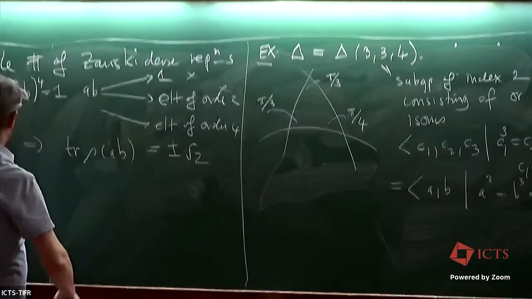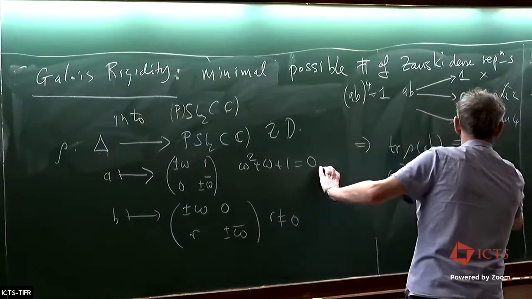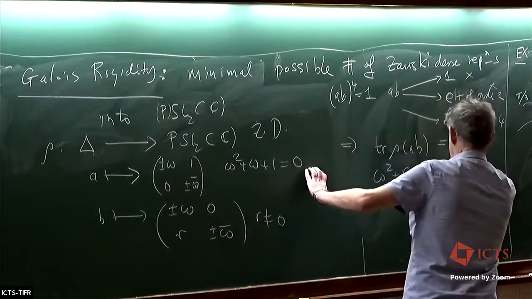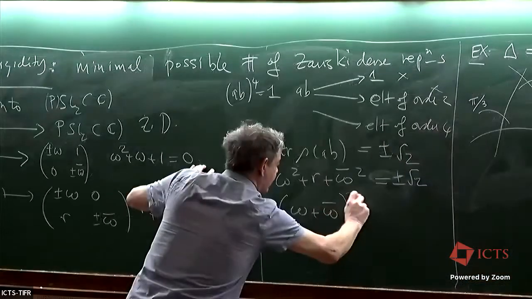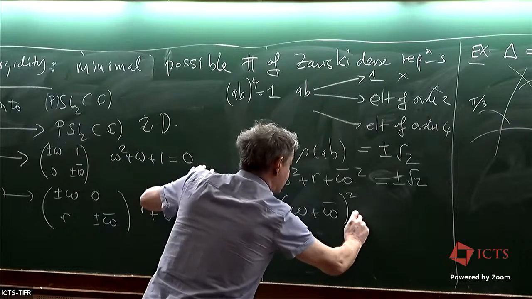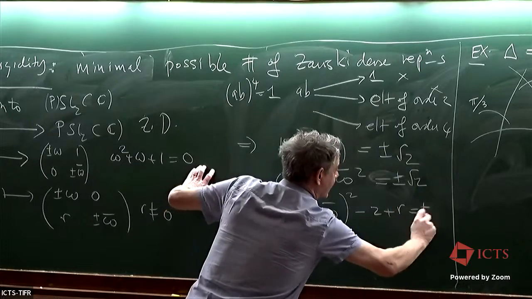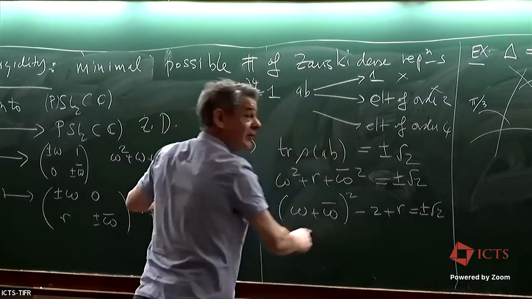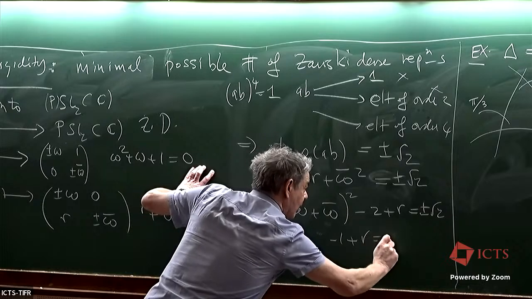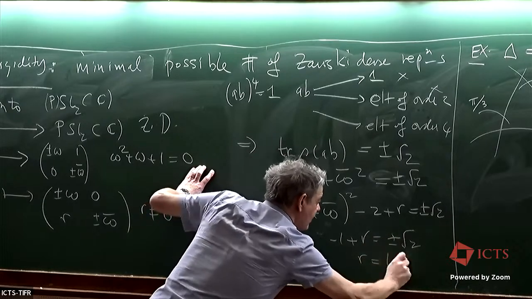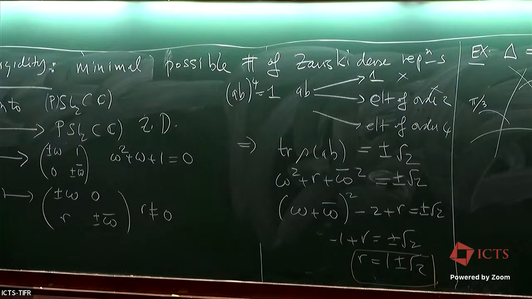Now, what is this trace from here? So this is omega squared plus R plus omega bar squared, and it's equal to plus or minus root 2. So we get omega plus omega bar squared minus 2 plus R is plus or minus root 2. This is just 1, because when it's squared, it's just 1. So we get that minus 1 plus R is plus or minus root 2. So R is 1 plus or minus root 2. Okay, so whatever that is, we found 2 solutions for Zariski-dense representations.